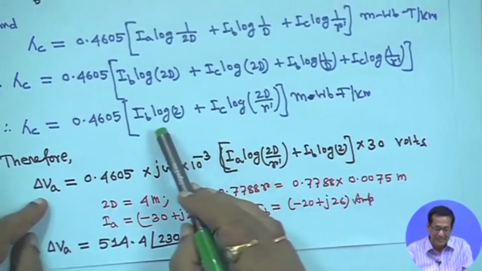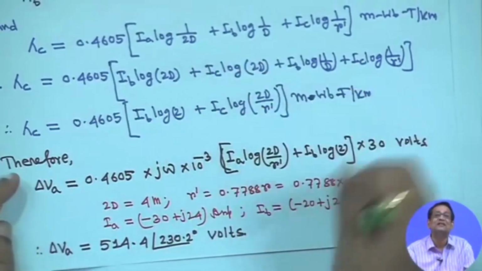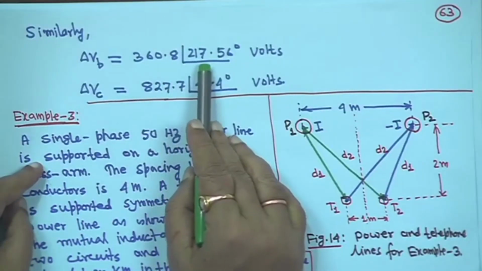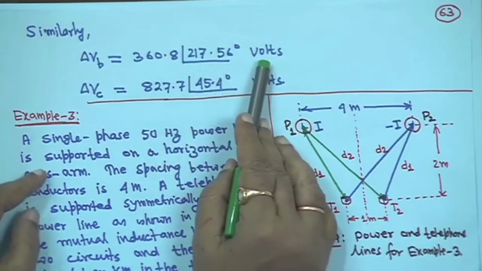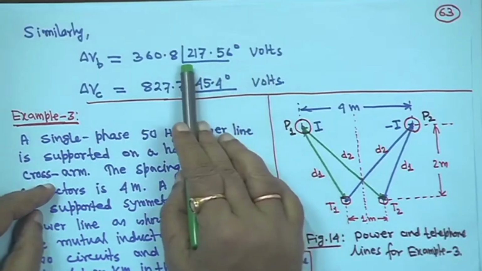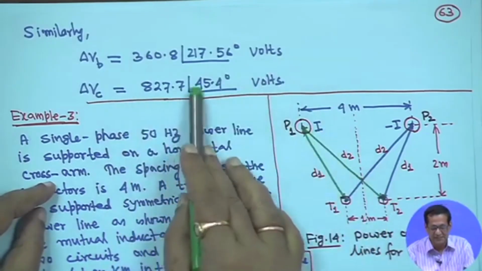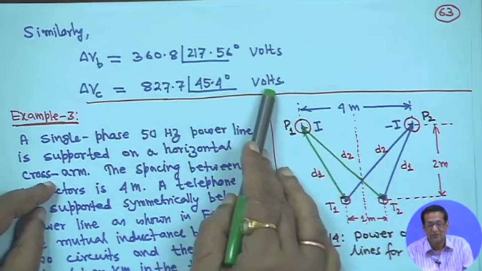Whenever it is written B C, accordingly I have eliminated, right. Similarly, if you calculate for phase B and phase C, delta VB will be 360.8 angle 217.56, this you please calculate on your own, but hopefully this answer is correct, right, and delta VC is 827.7 angle 45.4 degree volts.